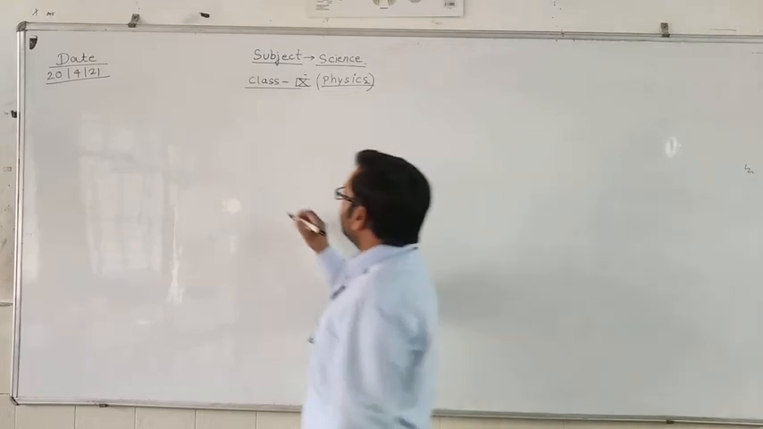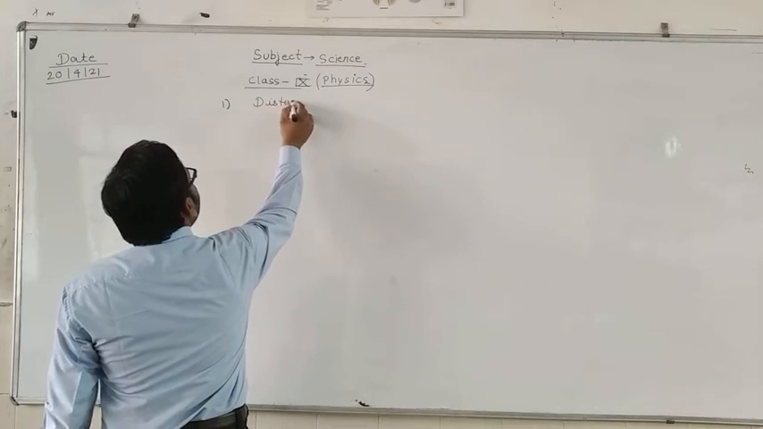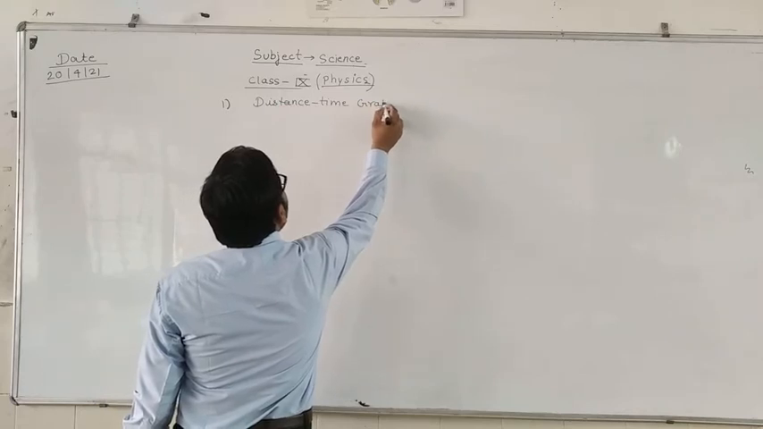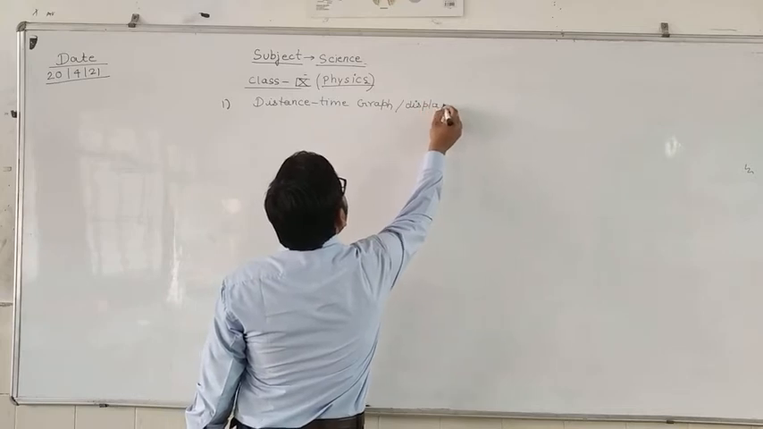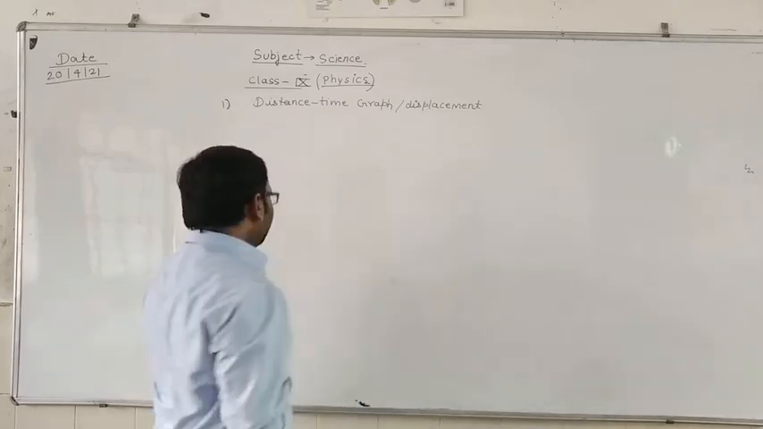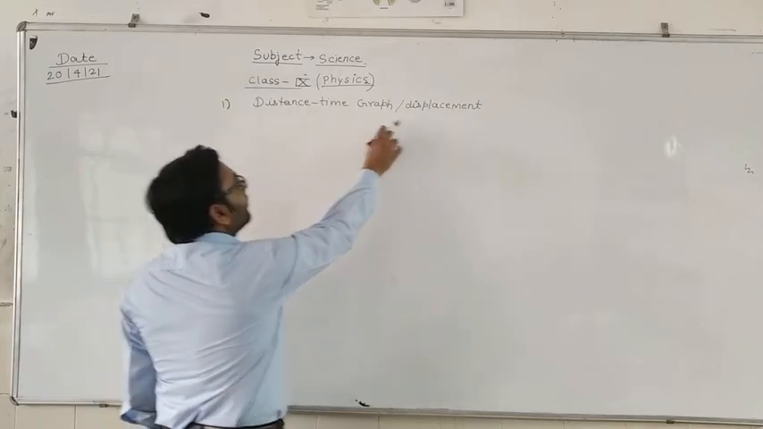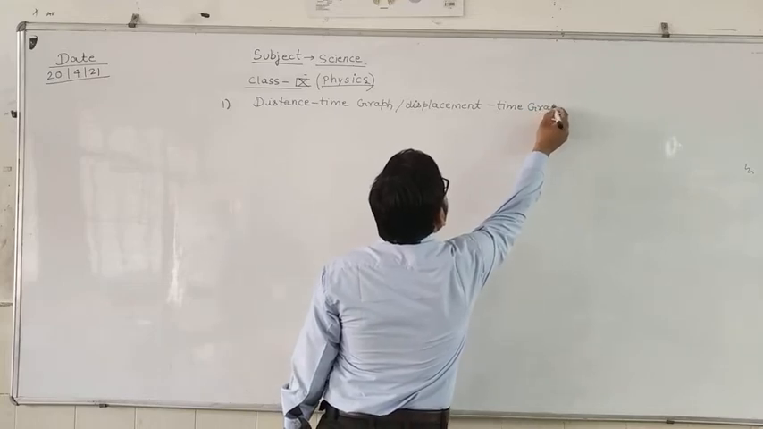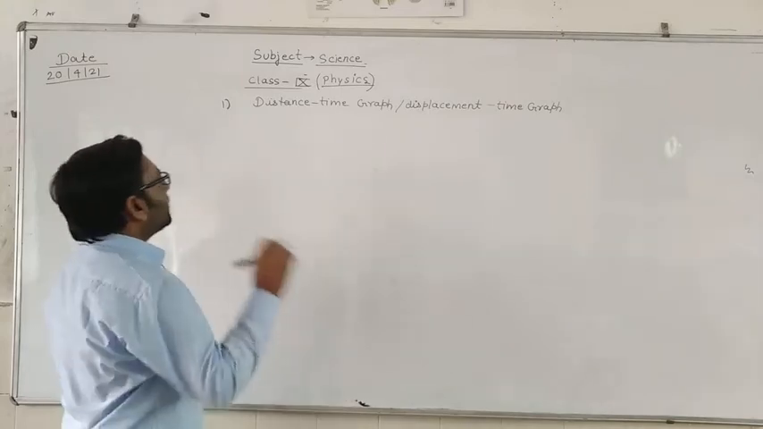In the last class we had discussed the distance time graph and displacement time graph. Distance time graph or displacement time graph, because when the object moves in a straight line, the distance or the displacement covered by the object are always equal. That's why we can say that the distance time graph or the displacement time graph both are same if the object moves in a straight line. So distance and displacement will be same. Okay, so we have studied about it.